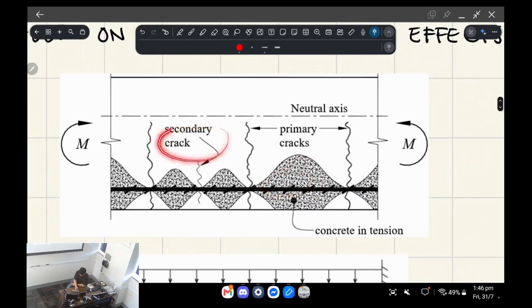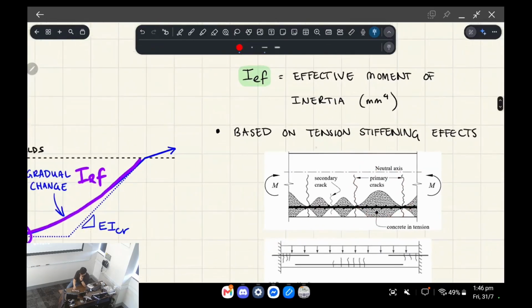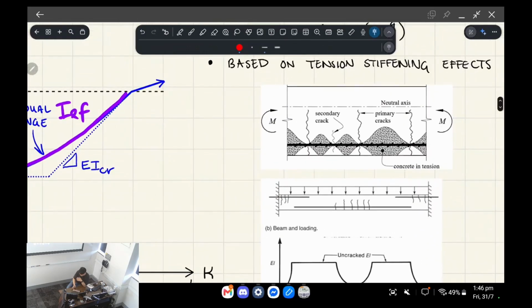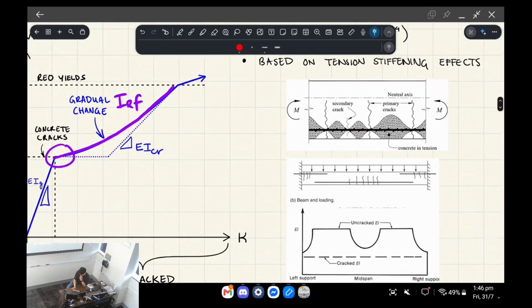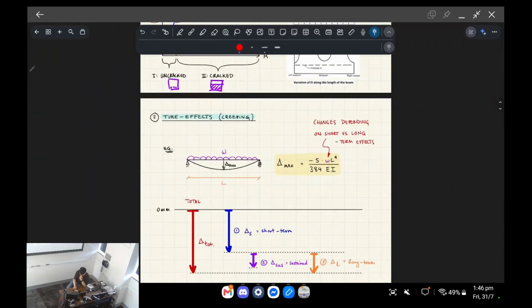But once secondary cracks form, which is what happens when more and more bending moment is applied, it basically subdivides the area where the concrete can carry tension. And anyway, this is called tension stiffening. It's basically saying that the concrete can still contribute in tension. Anyway, you can look through this more if you like, but that's where this comes from.